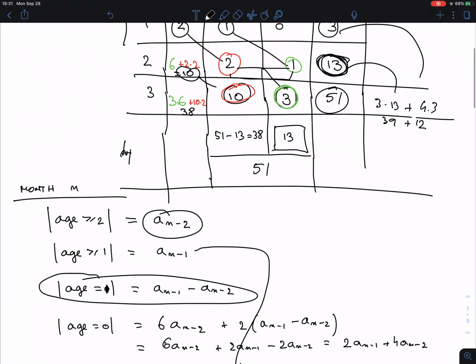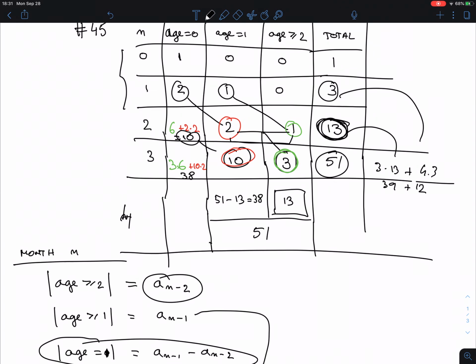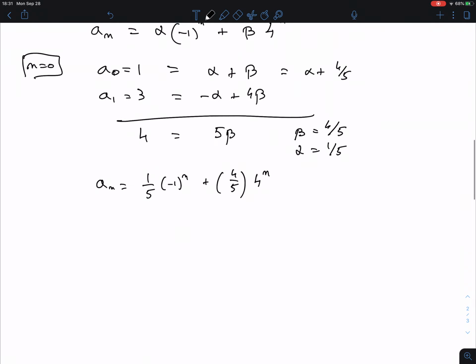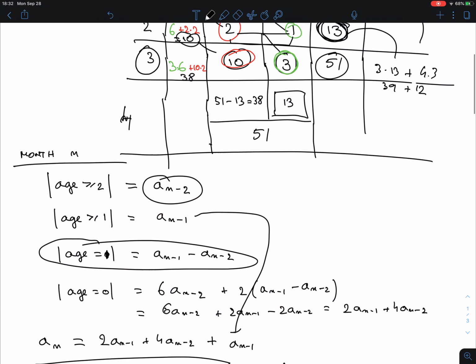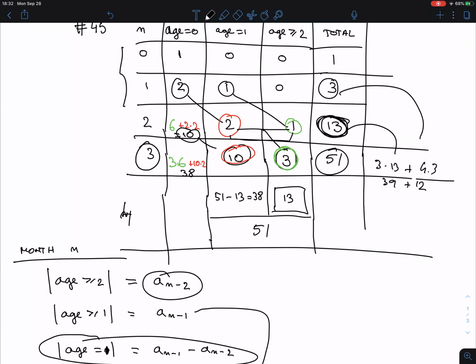Well, let's verify at least some of the numbers here. Let's verify that it works for 3, because we know the answer for 3. So if n is 3, what would it be? a3 according to this would be 1/5 with a negative sign, because of the negative term, plus 4/5 times 4 to the third, that's 64. If I write this all out over 5, that is 256 minus 1 divided by 5, that is 255 divided by 5, that is 51. Holding my breath, yes, it's correct. Okay.